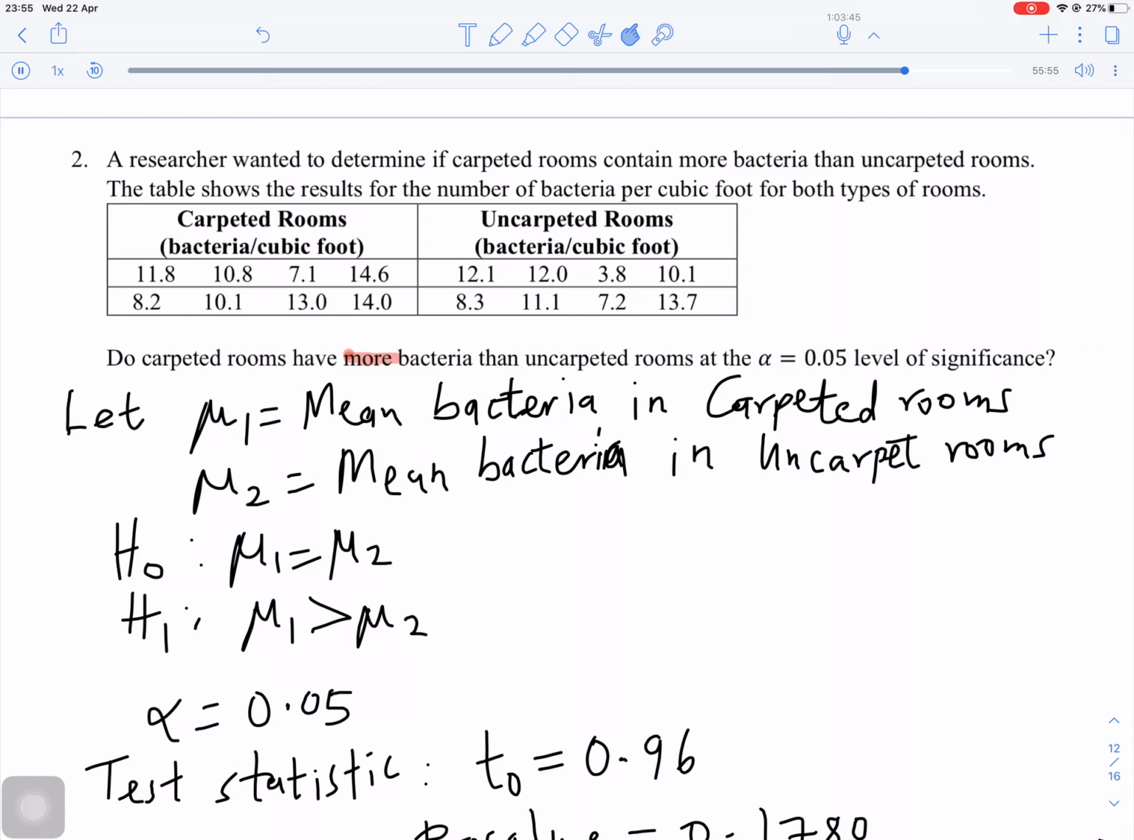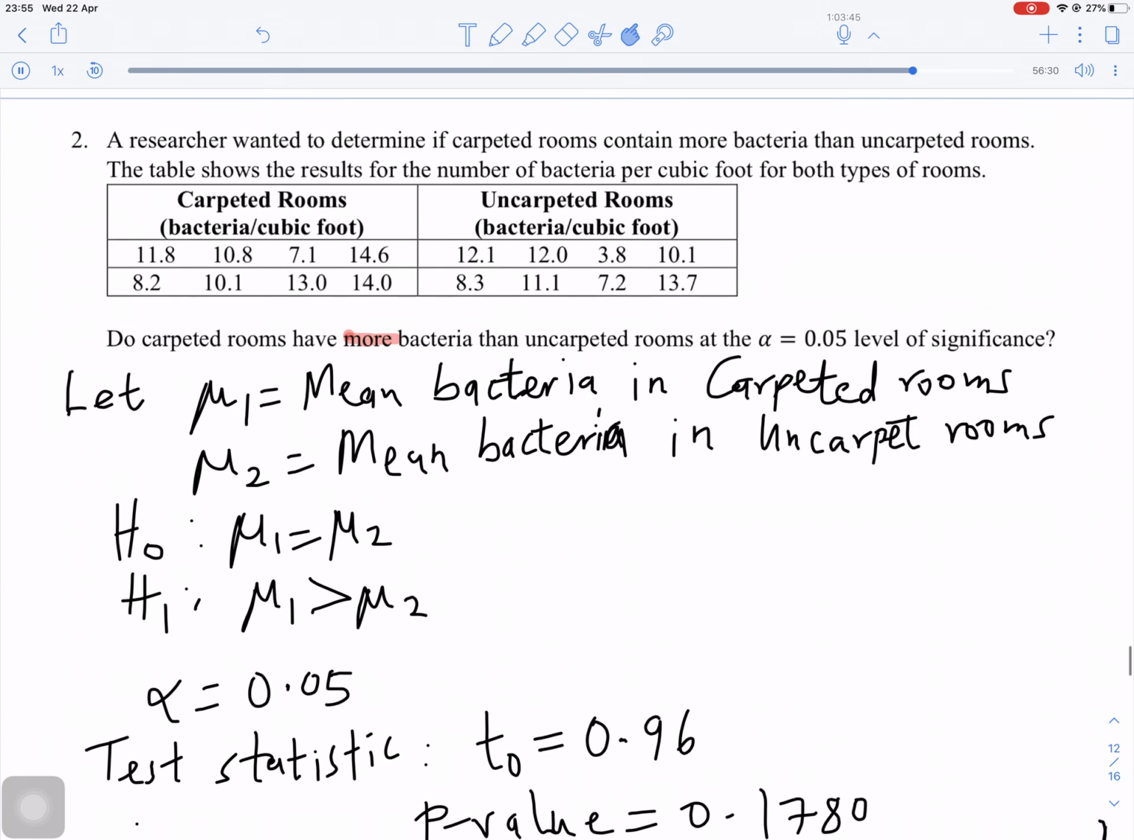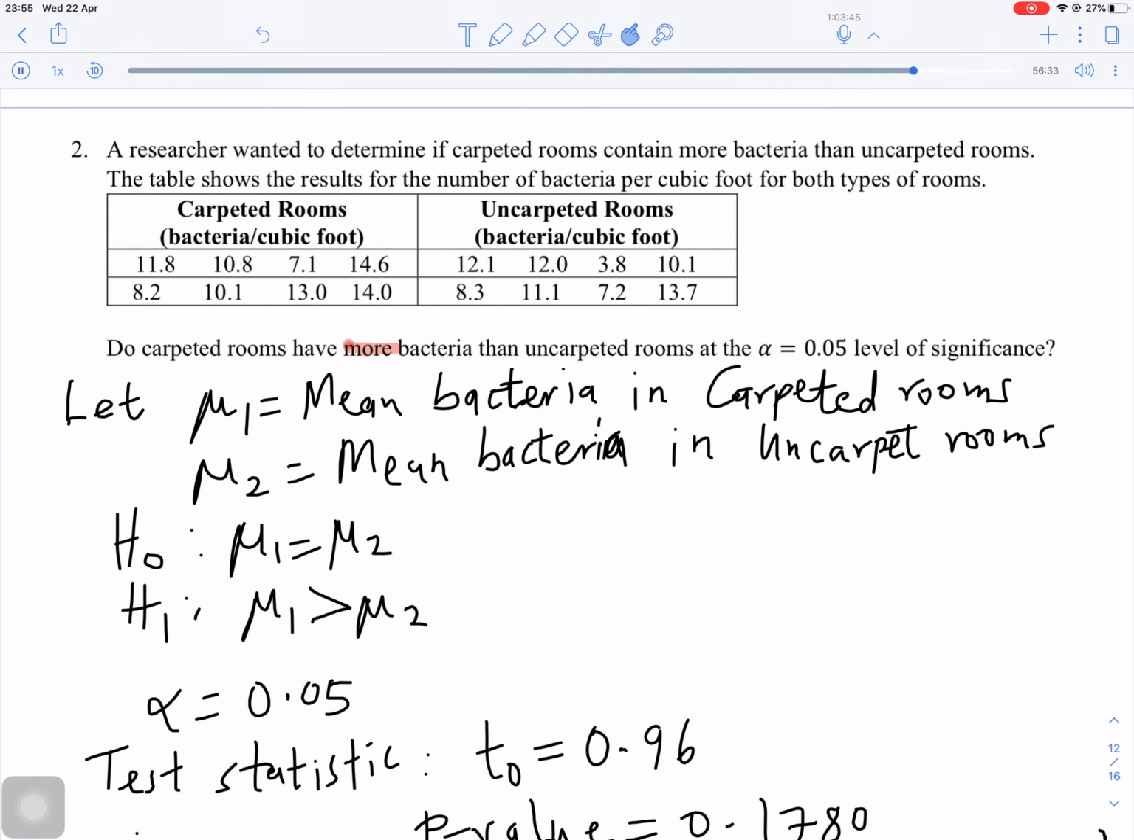So now to do this, you pause the video, and then have the 2 data sets in L1 and L2 respectively. So you take your calculator, TI-84, and then in L1, you specify, so start, edit, L1, that will be for carpeted rooms, and then L2 will be for uncarpeted rooms. Then when you are done, to find the test statistic and p-value, you go to start, go to tests, then go to 2 sample t test, and then you highlight data.